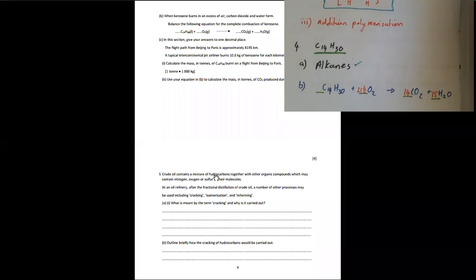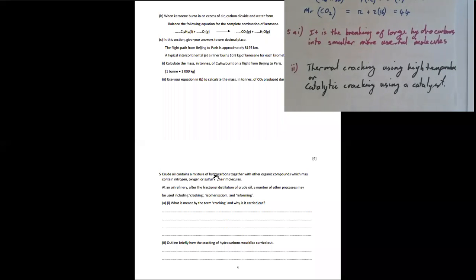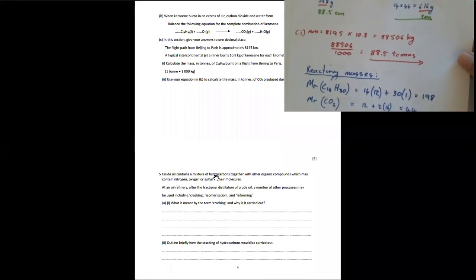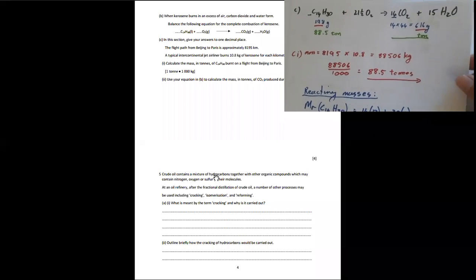Right. Let's go on to another stoichiometric calculation. So this one I've completed, so I'm going to talk you through. You guys are okay. So they give you the C14H30. I've used my balanced equation in there. The first question they tell you is, this jet burns 10.8 kilograms of kerosene for each kilometer, and it's flying approximately 8,195 kilometers. So we can calculate it in kilograms. They said, please give it in tons. So divide by 1,000, 88.5 tons.